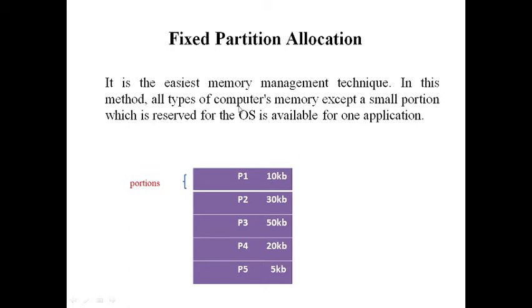In this method, all of the computer memory except a small portion which is reserved for the OS is available for applications. So here there are 5 applications for which I have reserved 5 memory blocks, which can be of different sizes or of the same size. But the fixed thing is the 5 portions. This is nothing but fixed partition allocation. As the blocks or portions are fixed, this is static memory allocation.